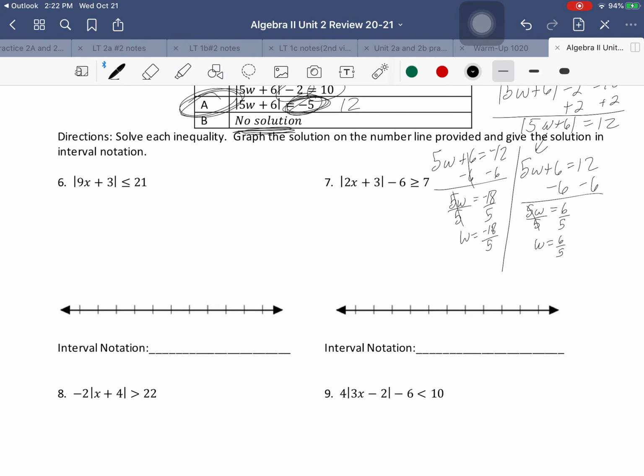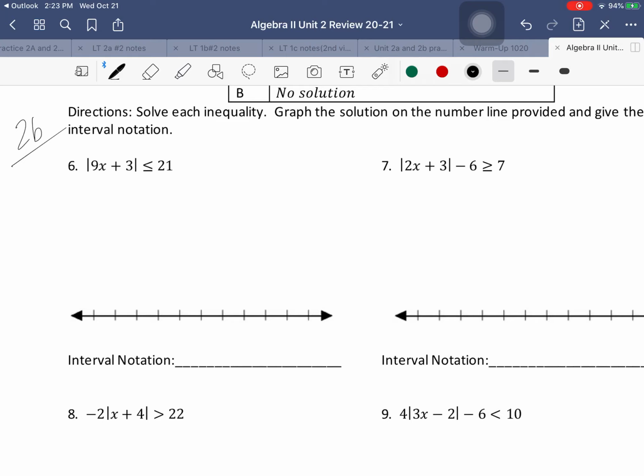All right, let's graph number 6. So now we're getting into inequalities. So this is 2b. Inequalities. So we have the absolute value is already isolated. It is not a negative number on the right side, so we can keep moving on. Make sure to follow your steps in your notes. 9x plus 3 is less than or equal to 21. And then the other inequality is 9x plus 3 is greater than or equal to -21.